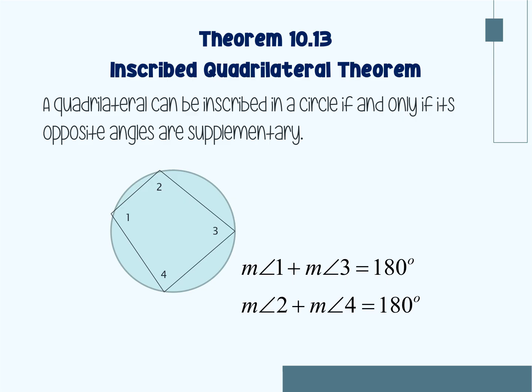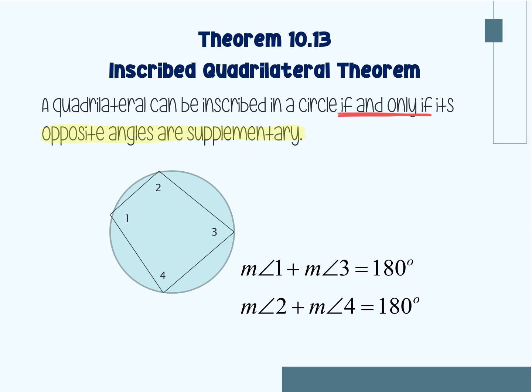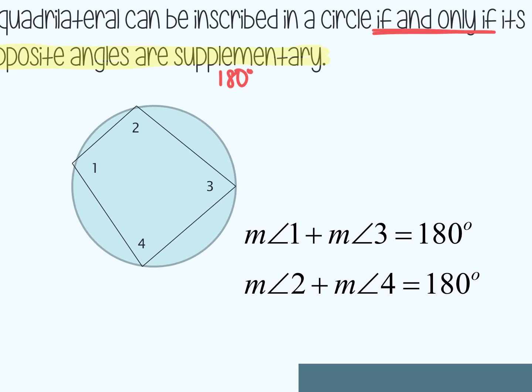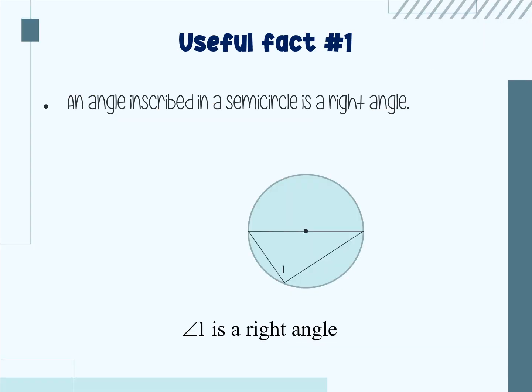Inscribed quadrilateral theorem. A quadrilateral can be inscribed in a circle if and only if its opposite angles are supplementary. What does supplementary mean? Does anybody remember? Good. If and only if the opposite angles equal 180. So if I'm looking at this diagram, this is a quadrilateral inscribed if and only if my opposite angles equal 180. So that's angle 2 and angle 4. Keep in mind it's the measure of those angles. And then I also have 1 and 3 as opposite angles.